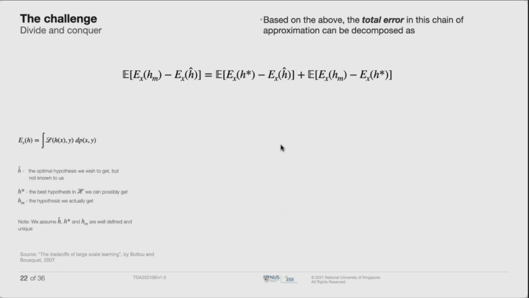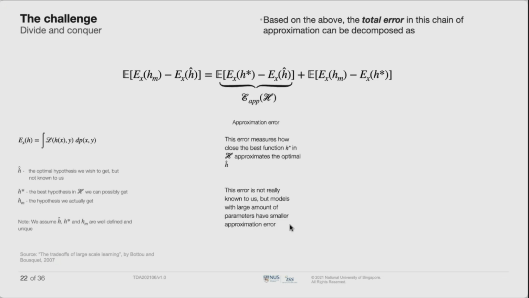Here we are. Now I promise this is the last mathematical formula you will get to see in this talk. There is no other mathematical formula left. I will not go into the detail about this formula. You just need to know there are 2 types of errors when we train a model. The first one is called approximation error. It basically measures how close the H asterisk approximates the optimal hypothesis. Generally, we do not know the error, but various analyses have shown that models with a large number of parameters tend to approximate the optimal hypothesis better.